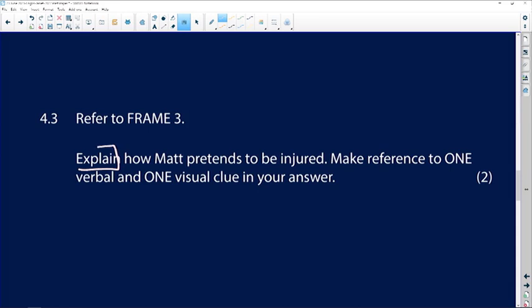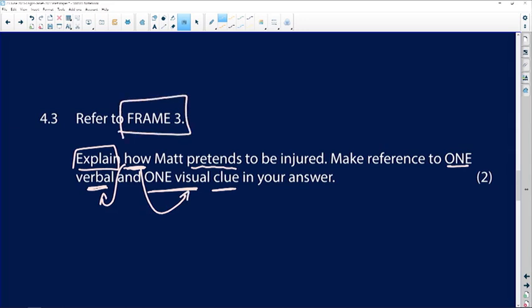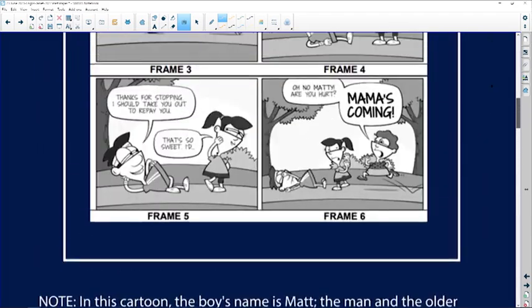Right, refer to frame 3. Question word, explain. How Matt pretends to be injured. What have I got to do? 1 verbal, 1 visual clue in your answer. So we've got to look at how, and the how is 1 verbal and 1 visual clue in frame 3. So we go back and we have a look at frame 3.